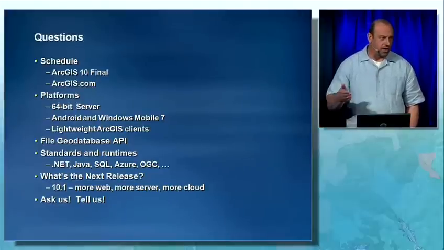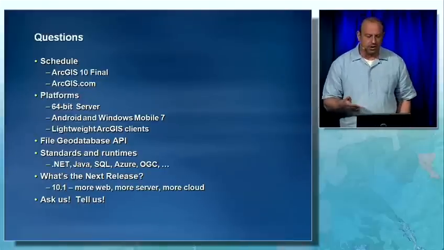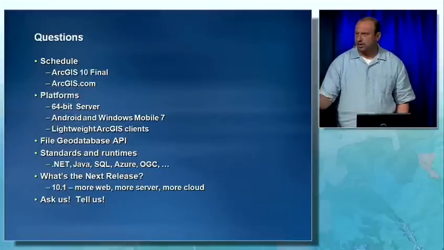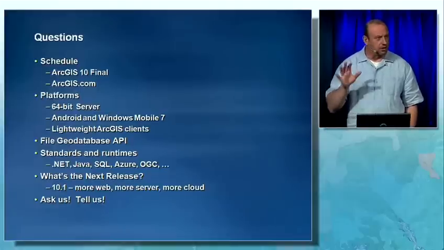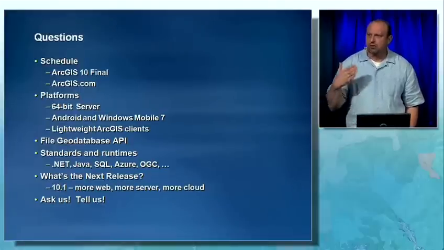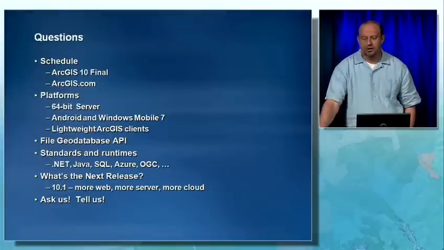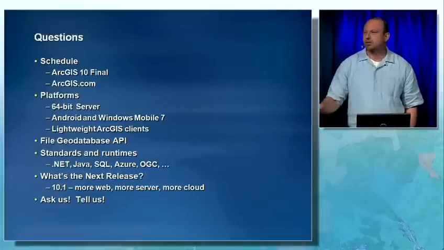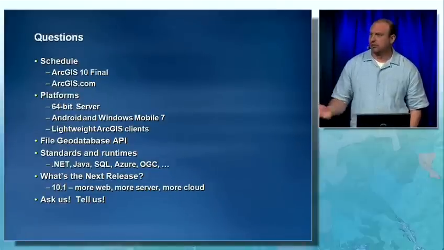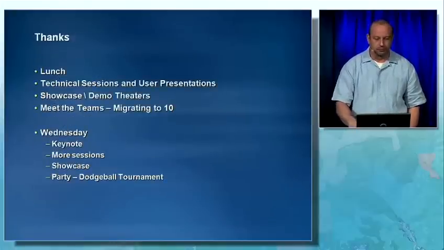working with Microsoft and Azure. Earlier, we saw ArcGIS Server for Amazon. We want to leverage Azure Cloud Services as well and OGC standards. We work very closely with the organizations and companies that run these to continue to involve our development efforts here. What's the next release? It's 10.1. And it's more web, it's more server, it's more cloud computing, it's more everything. And ask us questions this week and tell us what you think about what we're doing. We're doing a lot, and we want to make sure we're doing the right things for you.